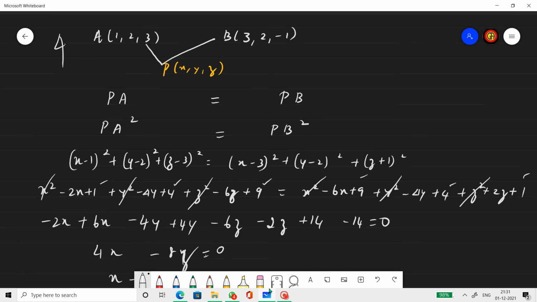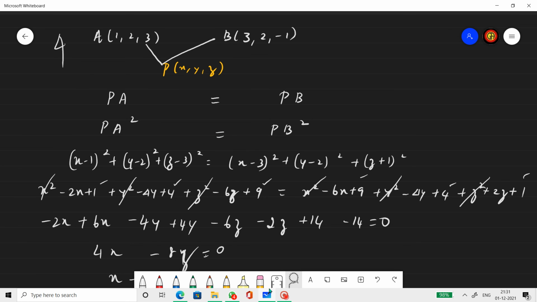Point A and point B are given as in the question. P is a point which is equidistant from A and B. As per the question, PA equals PB. So PA square equals PB square, right? Avoiding the root so that you can easily solve it. So square on both sides, so you get rid of the root.